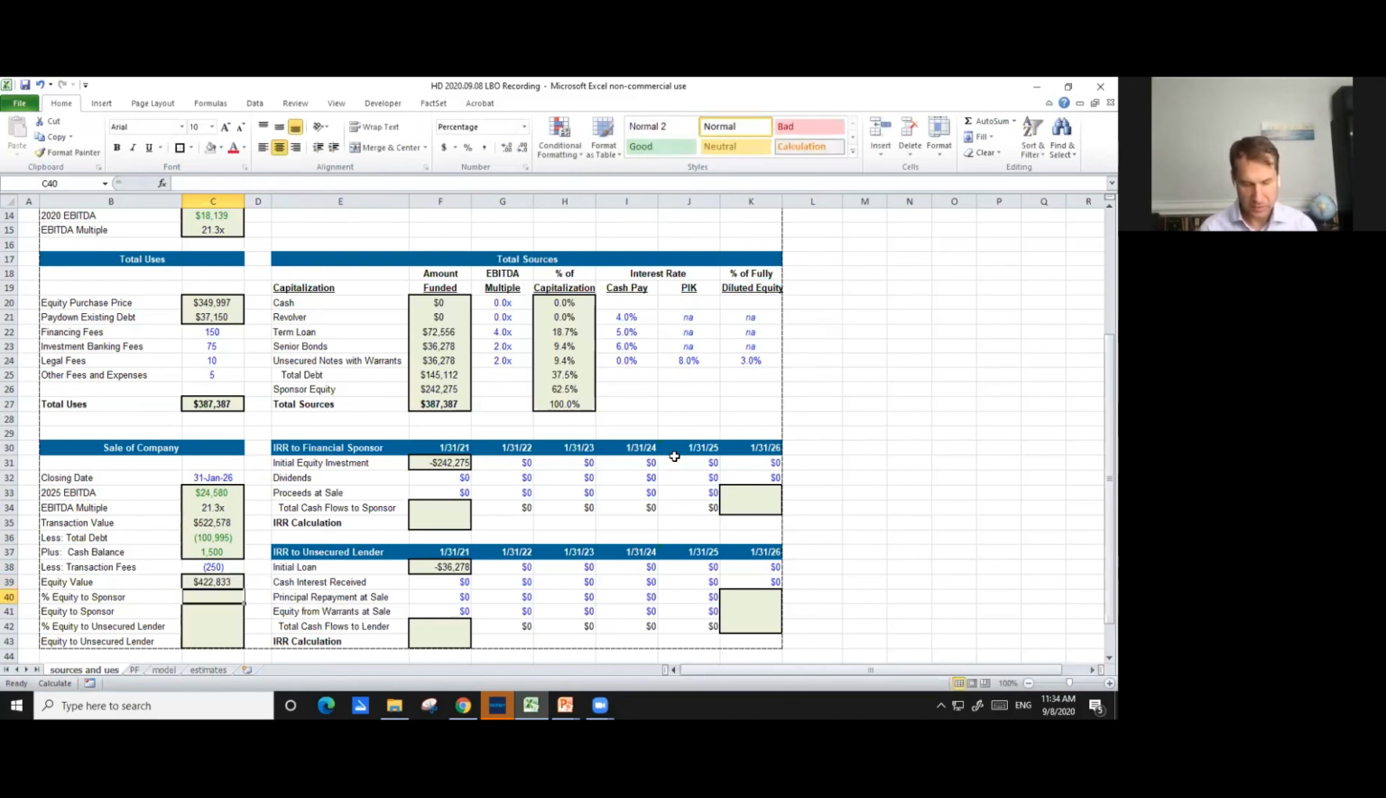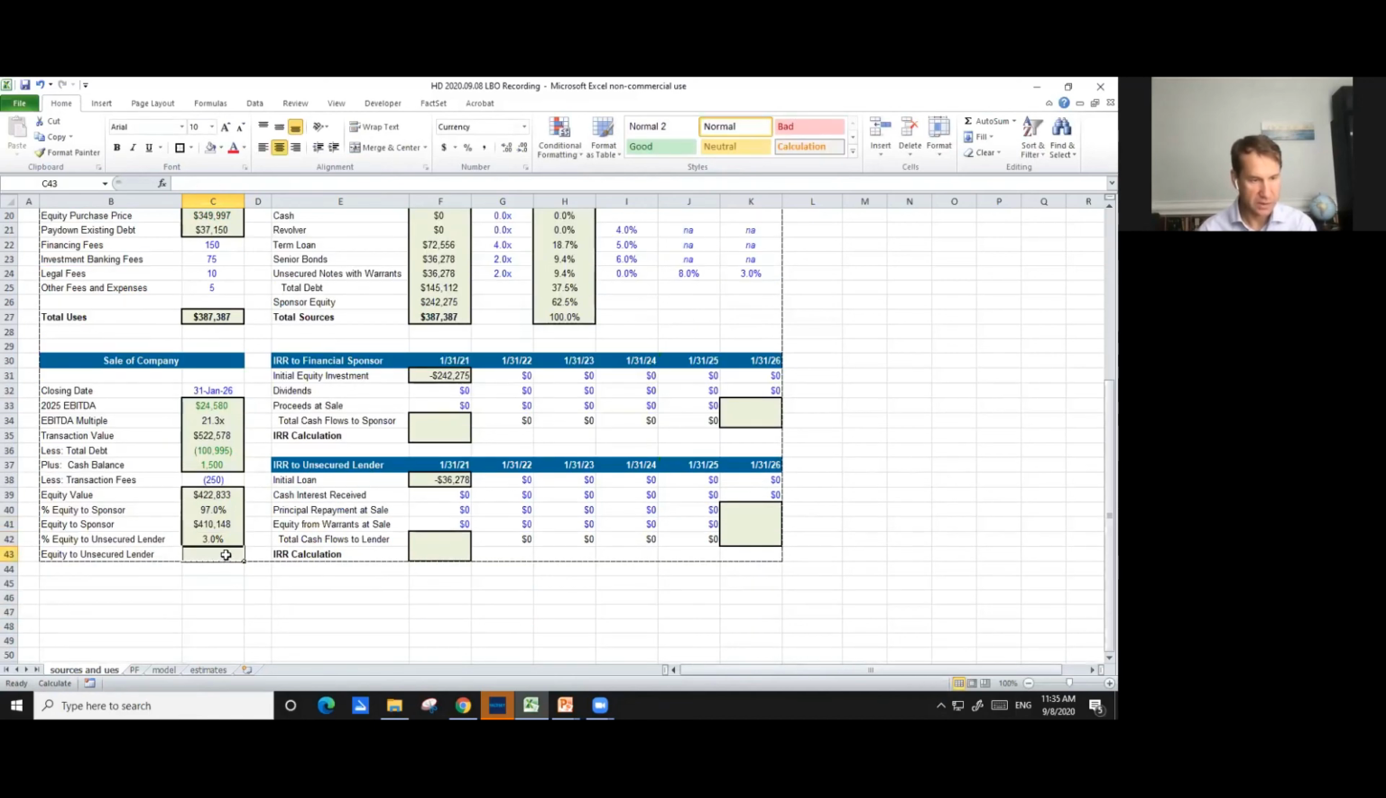And then 97% of that goes to the sponsor. So it's 1 minus 3% that goes to warrant holders. Warrant holders get 3%. So equity to sponsors is 97% of equity, for 410 billion. And then equity to the unsecured lender is 3% of equity. And I had, okay, the initial loan is linked.